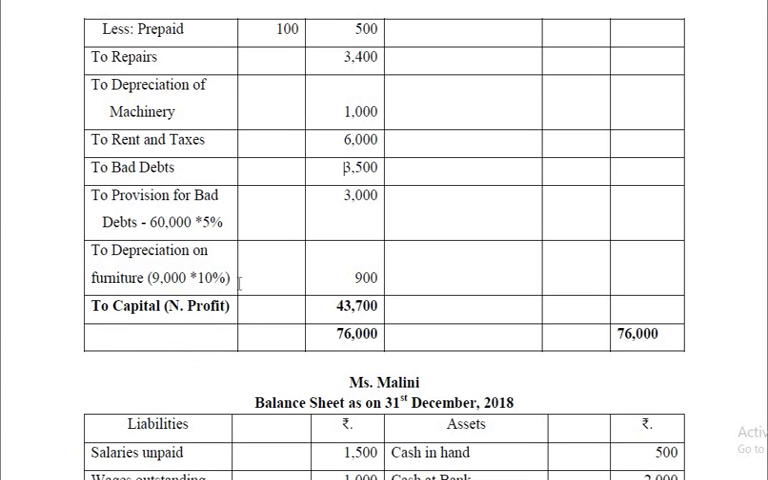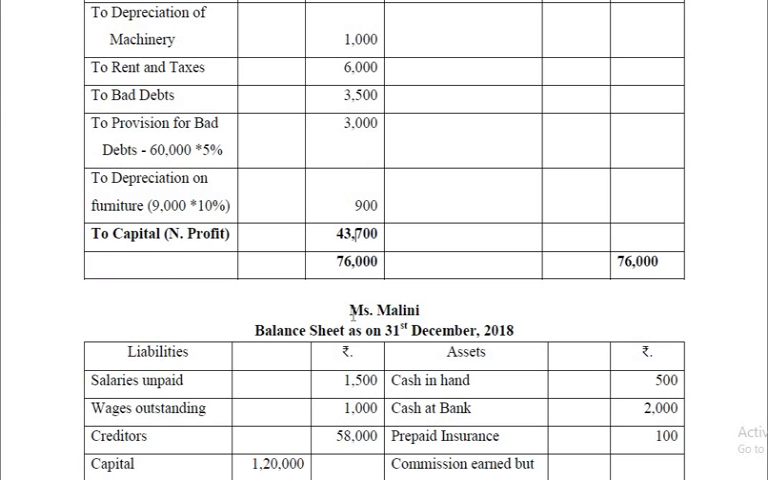Depreciation on furniture, it is 10% of that is 900. It should be treated twice because it's an adjustment item. So once here and again in the balance sheet, furniture minus depreciation of 900. So if you balance the profit and loss account, the value you get is 43,700.